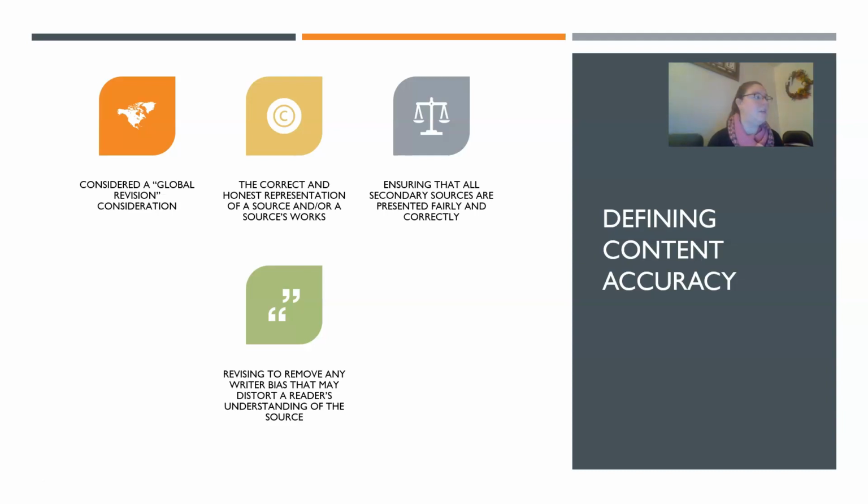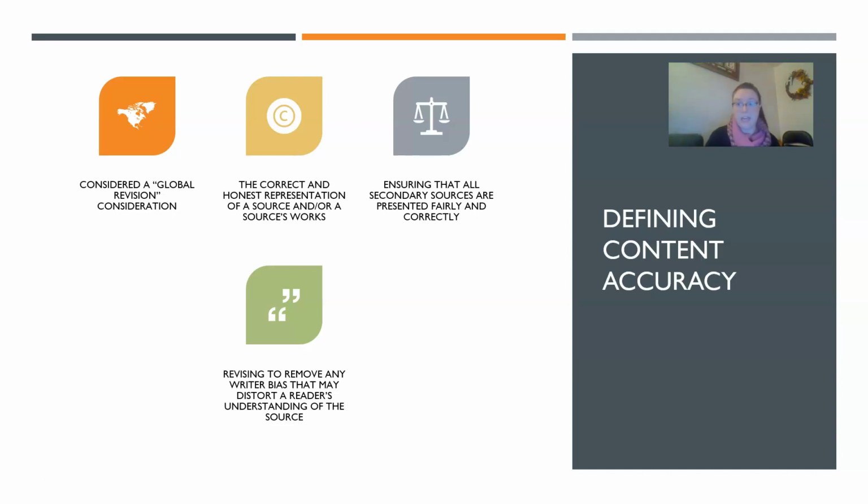So when we think about content accuracy, especially as it relates to incorporating the words and the thoughts of others in our own to either speak to, challenge, or support our own thoughts, we want to make sure that we are representing that information in the most correct and honest way possible. And that's really what we're doing with content accuracy.